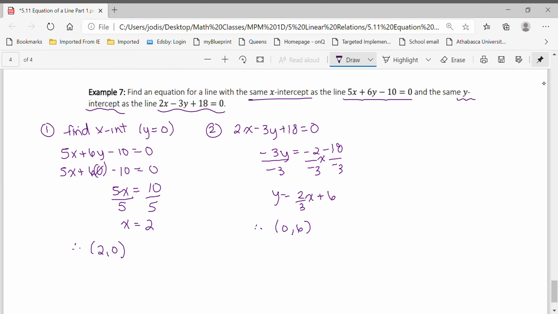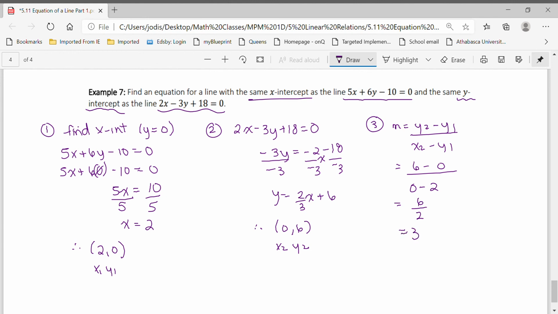So now I have 2 points, but I don't have a slope. So I need to find the slope. So this is going to be my x1, y1, and this is going to be my x2, y2. So 6 minus 0 over 0 minus 2, 6 over 2, which is 3. All right, and then the last thing I could do would be to write my equation. So we've got y equals, my slope is 3, put my x, and then my y-intercept right here is 6, so plus 6.